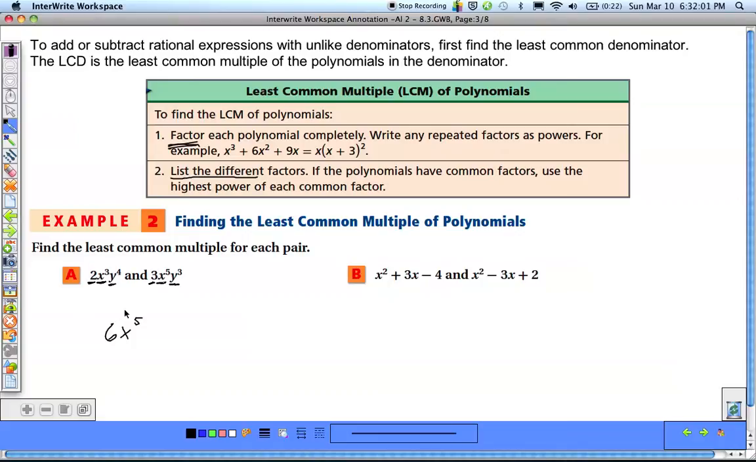We can do the same thing for the y's. Y to the fourth and y to the third. Well, if we take that bigger y, the y to the fourth, and put it down here, that means it's going to contain the y to the fourth. It's also going to contain the y to the third. So there is our least common multiple.